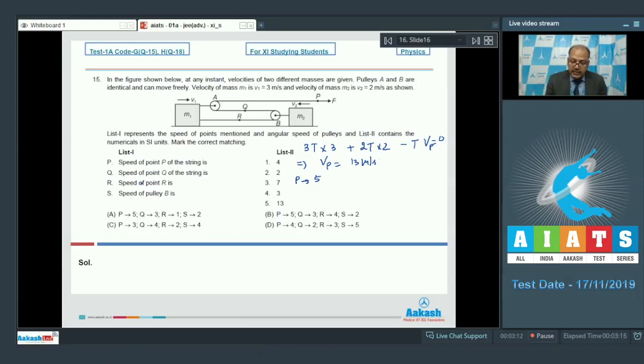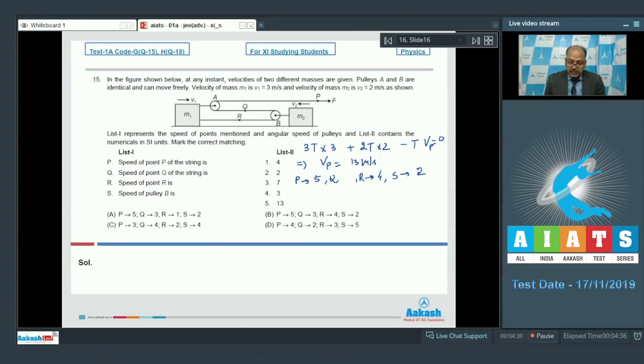Let's look at Q now. Speed of point Q of the string, and speed of point R is straightforward because the distance between point R and block M1 is fixed. So point R has the same speed as the block, and that means speed of point R is equal to 3 meter per second. We can keep Q for now, but we can fill in R, so R matches with 4. And pulley B has the same speed as M2, which is 2 meter per second, so that means S corresponds to 2.